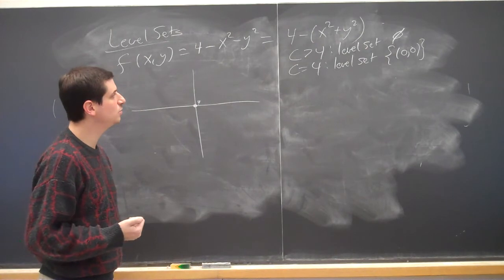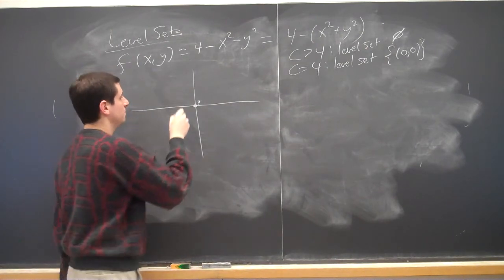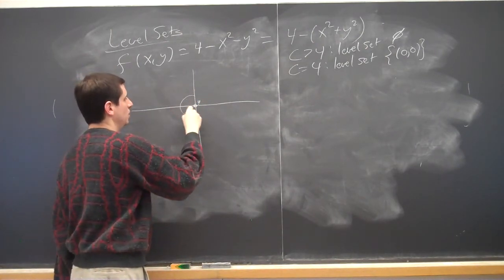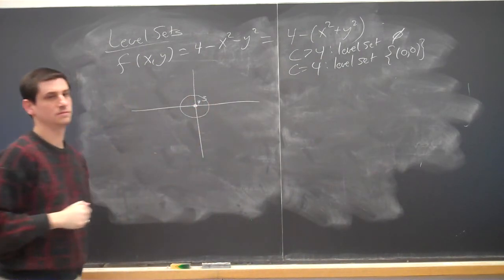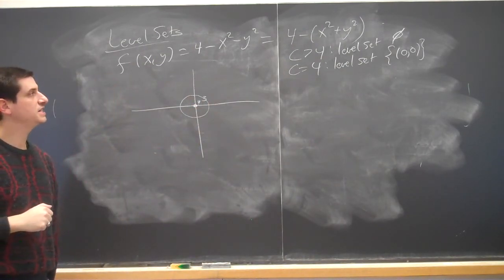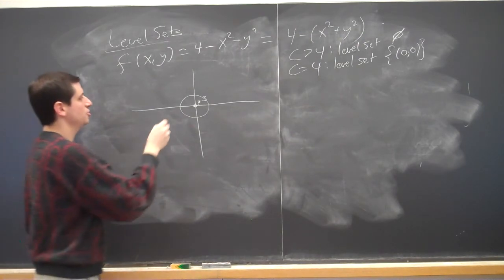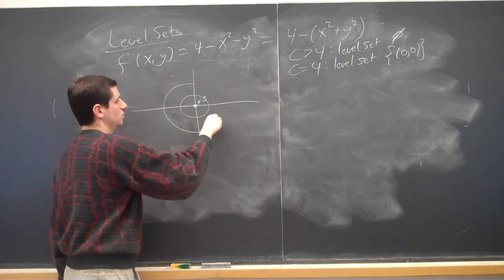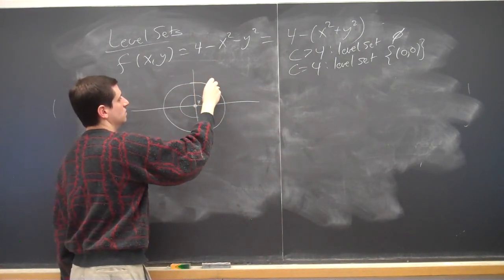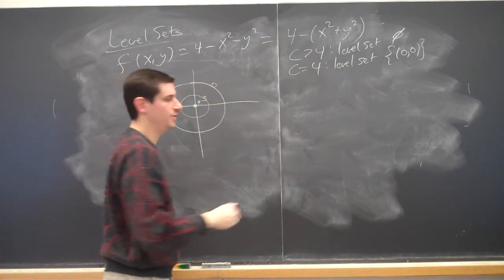So if I take c equals 3, it's going to be a circle of radius 1. If I take c equals 0, it's going to be a circle of what radius? 2. And let's see how you would solve it.